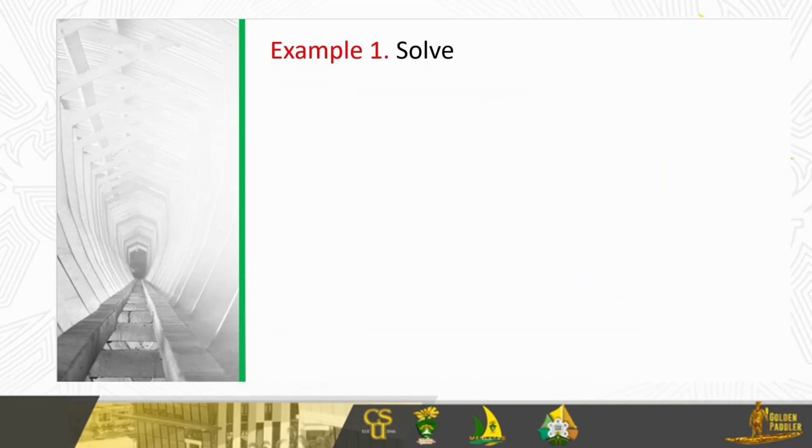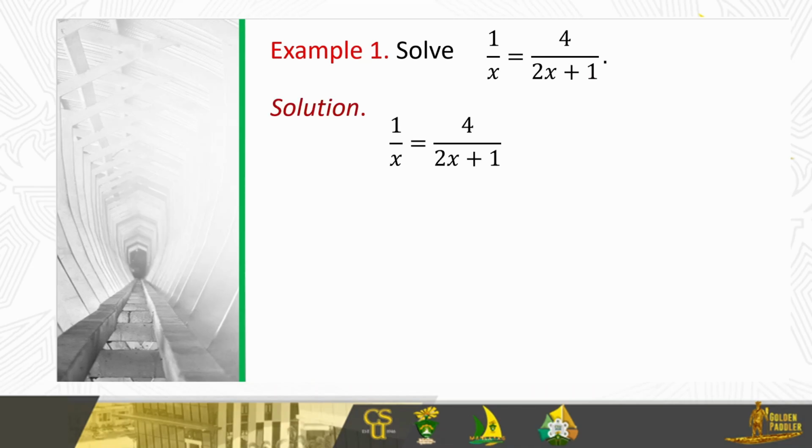For example, solve this rational equation. In this example, all denominators are already in factored form. So let us proceed to multiplying both sides by the LCD. And the LCD is x times 2x plus 1. Then we cancel out x on the left-hand side and we cancel out 2x plus 1 on the right-hand side.